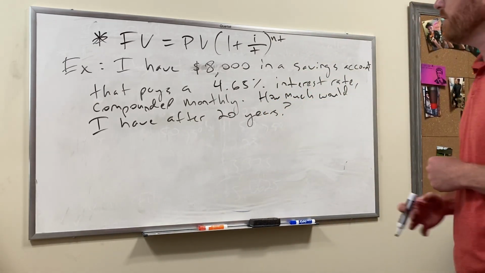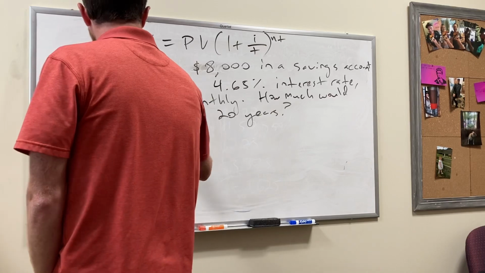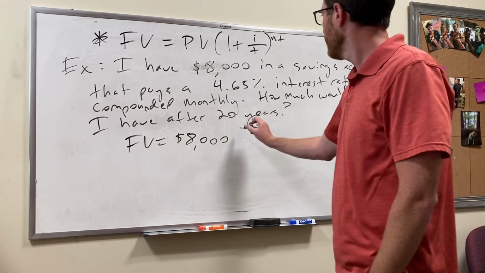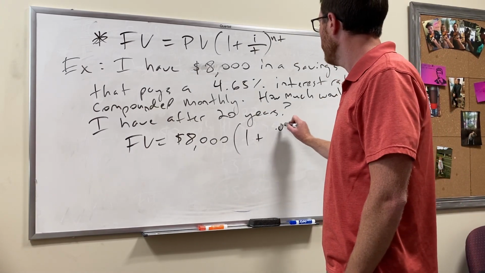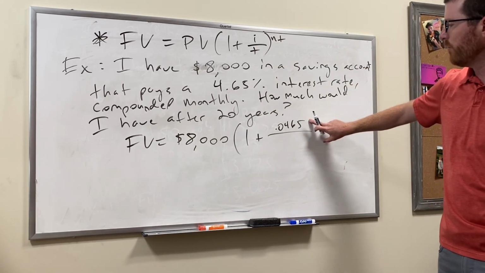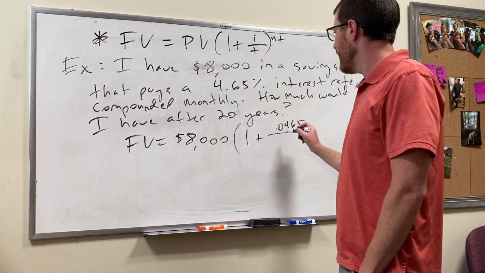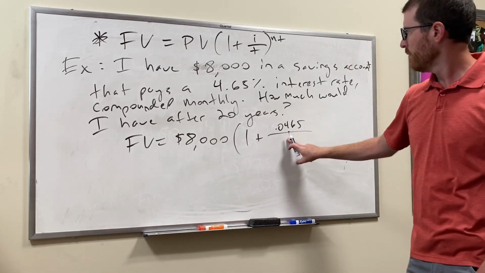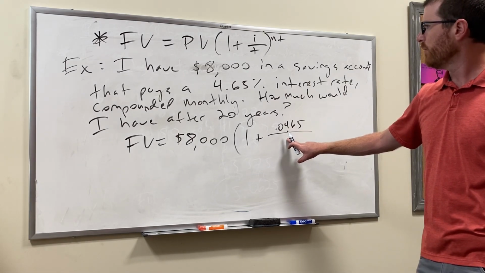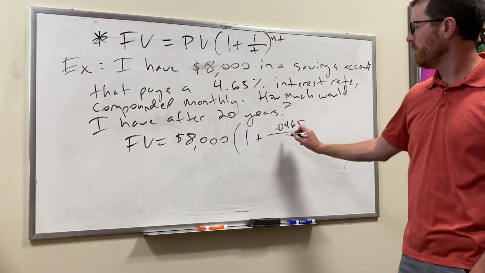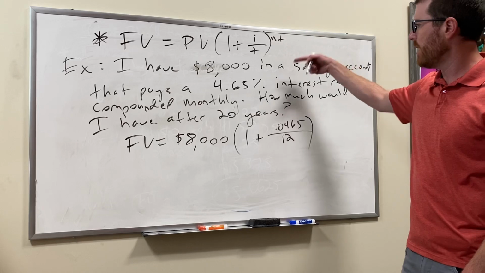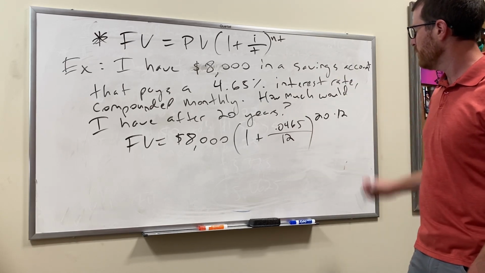So I'm just going to plug in the values, put them where they go. Future value equals the present value, which is known to be $8,000, times 1 plus 0.0465, right? That's that interest rate right there, written in decimal form. Divide that by, what do you think goes here? t is the number of times it's compounded in a year. So if we're talking about monthly compounding interest, this would be 12. Okay. And I'm going to multiply that times n times 12. 20 years at 12 increments.